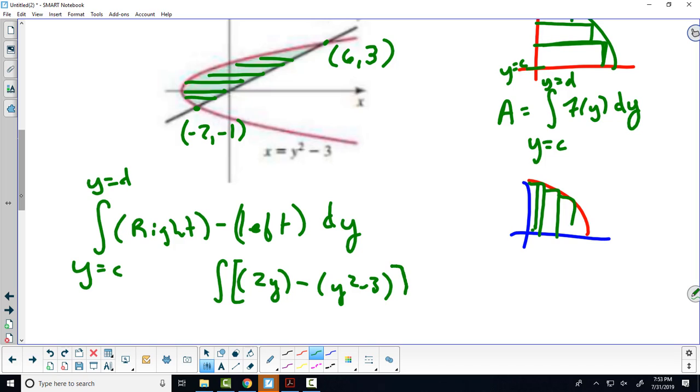We're going to integrate with respect to y, and it's going to go from y equals, remember, how do I stack these rectangles? One on top of the other, so I start off with the bottom rectangle. Where was my bottom rectangle? When y was -1, up until y equals 3.